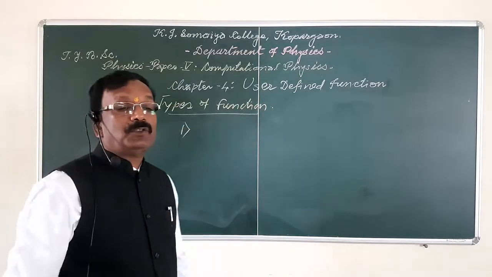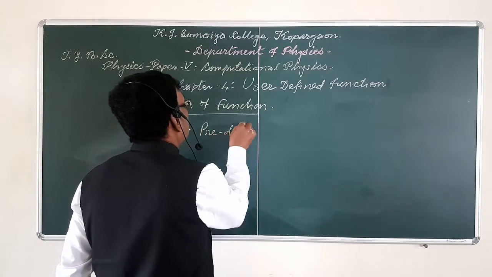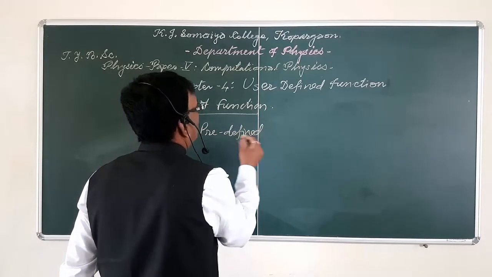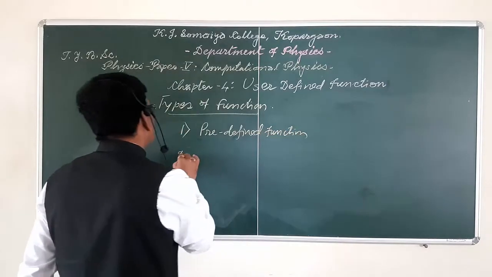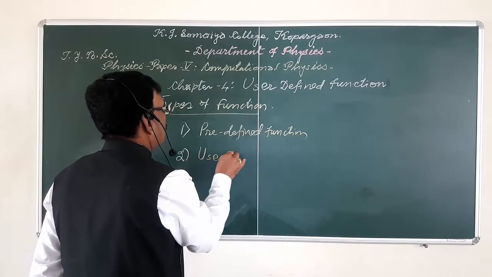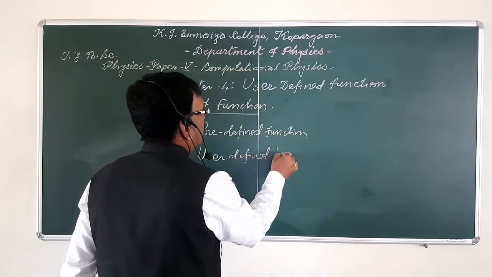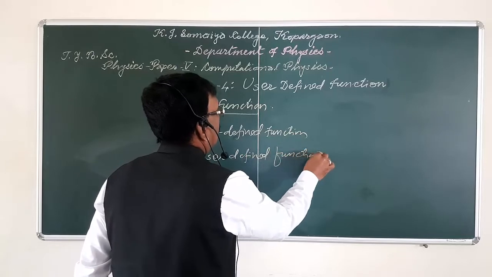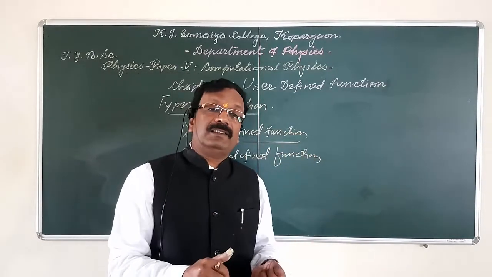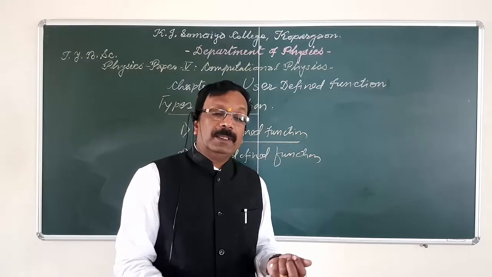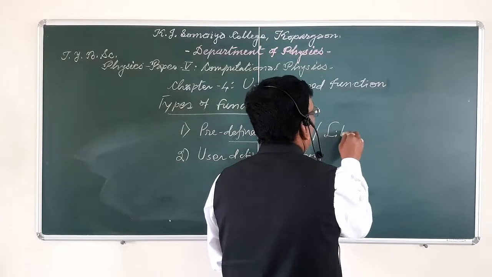First one, there are two types of function. First one, predefined function, and second one is user defined function. Predefined functions are already studied by us in chapter number 2. Predefined function is also called library function.